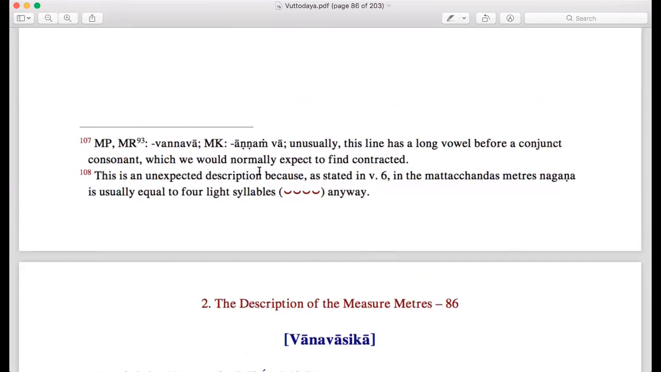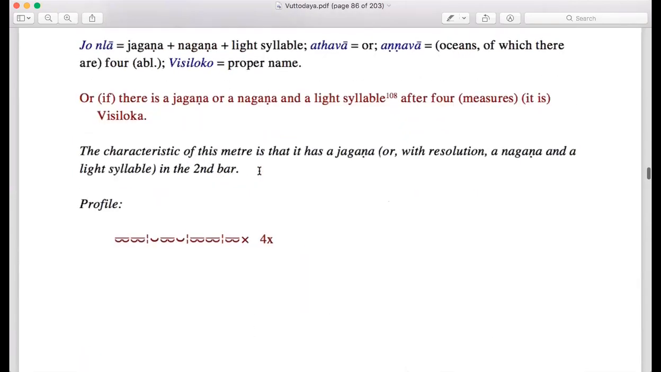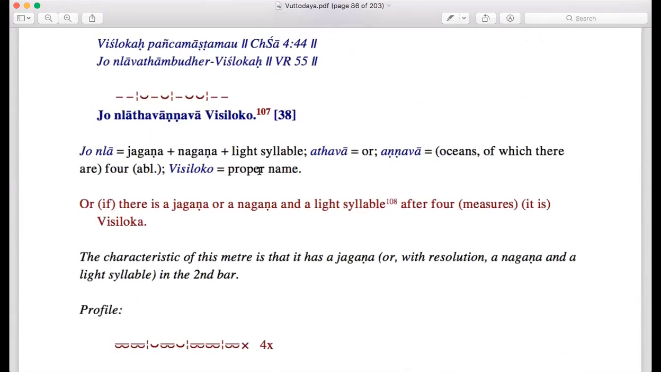He says that here an unexpected description is given. What I understand is that Bhante Ananda Jyoti considers that Nagana here has only 3 syllables and then 1 Lahu is added. So altogether there are 4 syllables, as Dr. Ryan mentioned. That is what Bhante Ananda Jyoti considers, but in our traditional way, we do not consider like that.